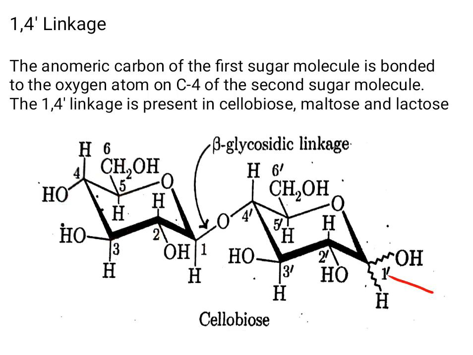Similarly, this one is the 1 dash, which is the hemiacetal carbon. This is the 2 dash, 3 dash, 4 dash, 5 dash and 6 dash. So the bonding is between this 1 carbon and this 4 dash carbon. That's why this is the 1,4-linkage.